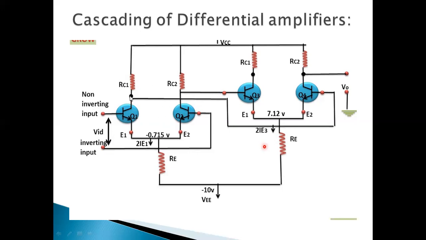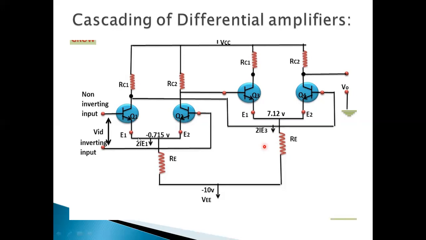This type of configuration is known as dual input balanced output. If the output is taken between two collectors, that output is known as balanced output, and we are applying two inputs, so this type of input is known as dual input. And we already know the differential amplifier must satisfy certain conditions. The transistor characteristics should be the same, that means we should use matched transistors. Q1 characteristics and Q2 characteristics must be the same, and the resistors RC1 and RC2 are also the same.